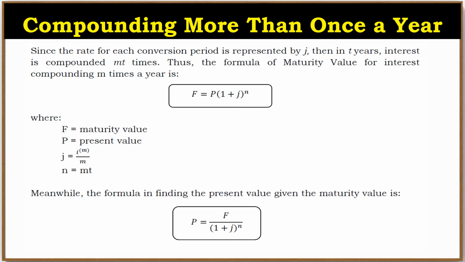Now let us have compounding more than once a year. This is the formula. So F is equal to P times (1 plus j) raised to n. Meanwhile, the formula for finding the present value is given as P is equal to F all over (1 plus j) raised to n.